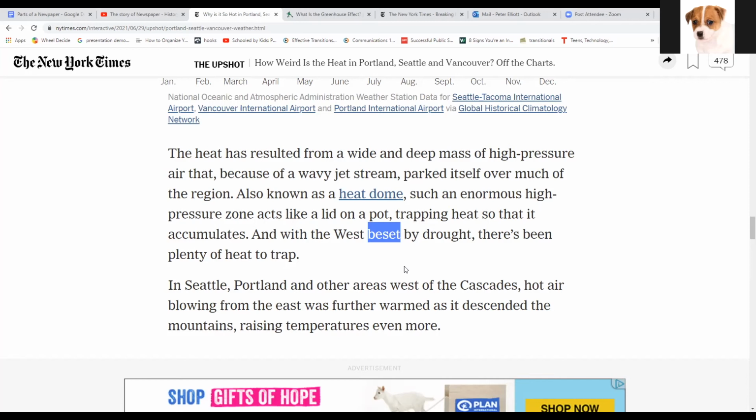So if the West is beset by drought, what do you think beset might be? What's a word we can replace it with? Shosha. Control or maybe build. Very good guess. Excellent. Anything else?